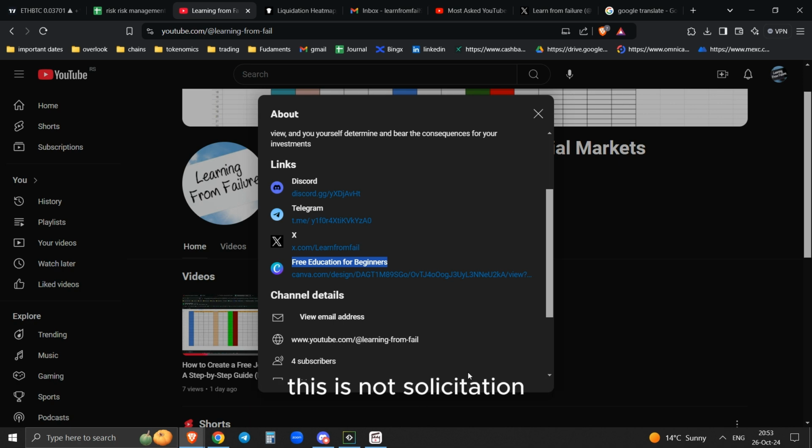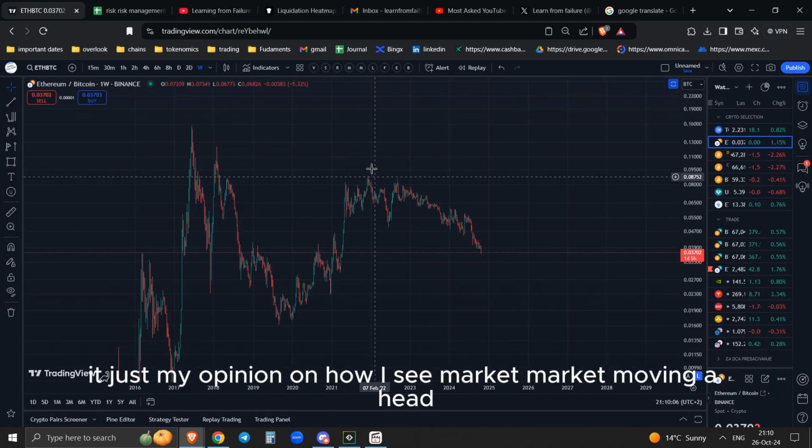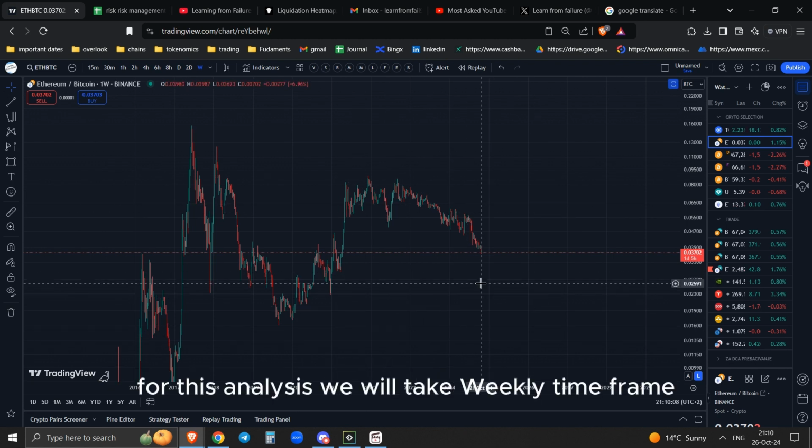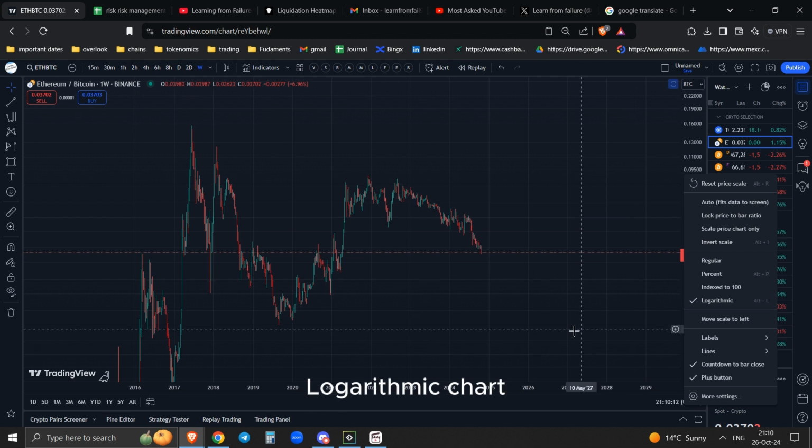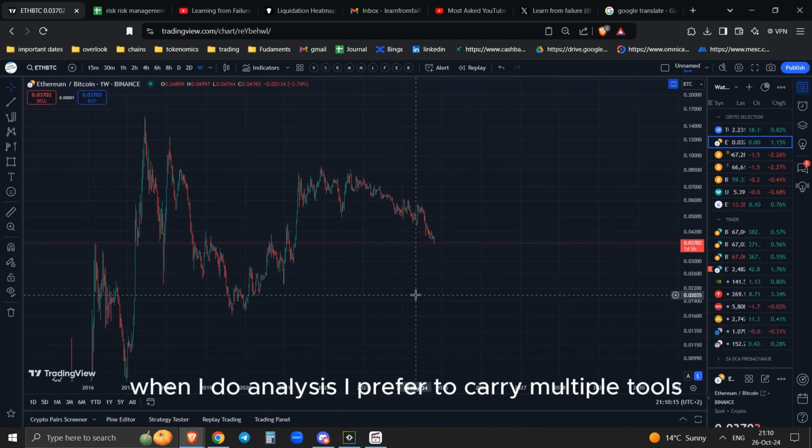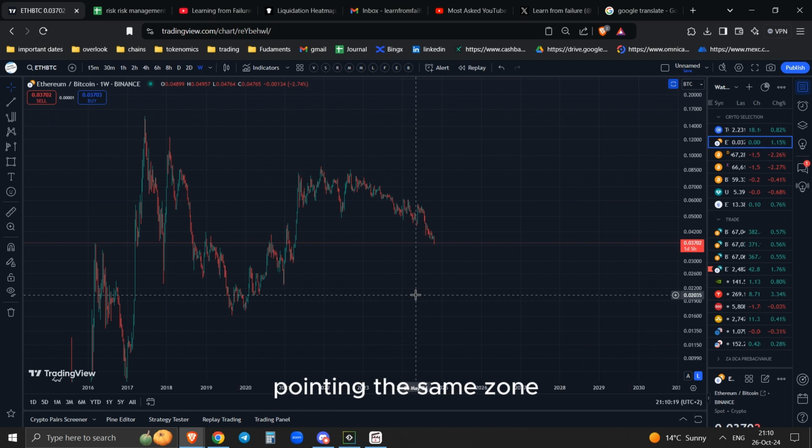This is not solicitation, it's just my opinion on how I see the market moving ahead. Okay, for this analysis, we will take the weekly time frame, logarithmic chart. When I do analysis, I prefer to have multiple tools pointing to the same zone.